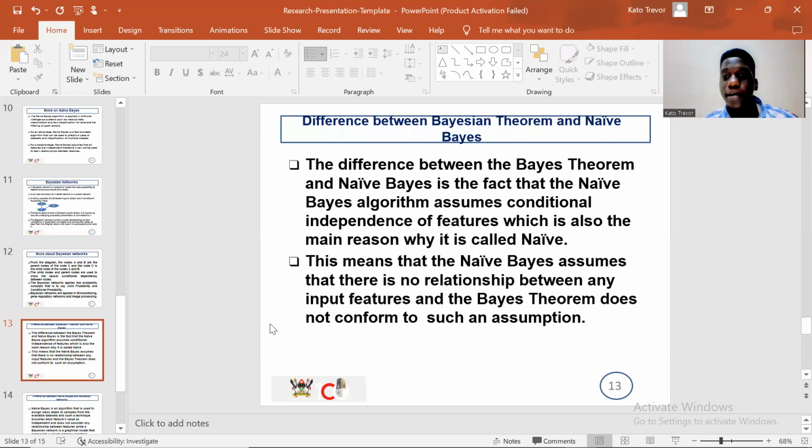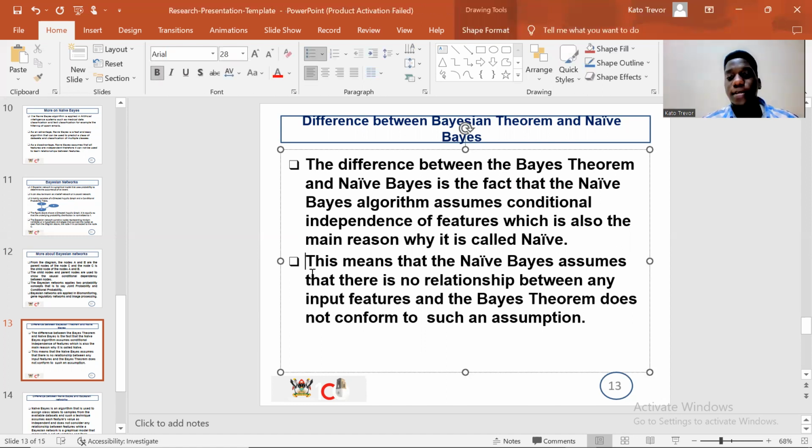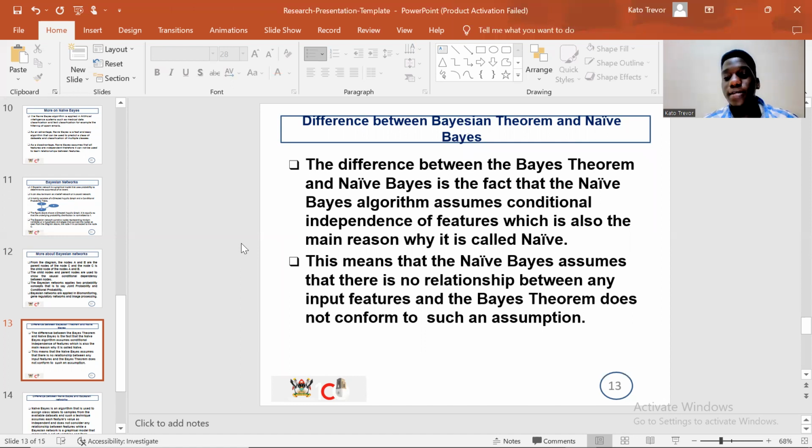So the difference between Bayes theorem and naive Bayes is the fact that the naive Bayes algorithm assumes conditional independence of features, which is also the main reason why it is called naive, as I mentioned earlier. Again, it's a difference because the Bayes theorem does not conform to such. This means that naive Bayes assumes that there is no relationship between any input features, and the Bayes theorem does not conform to such an assumption.